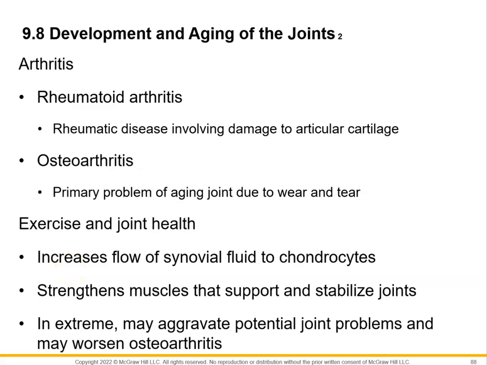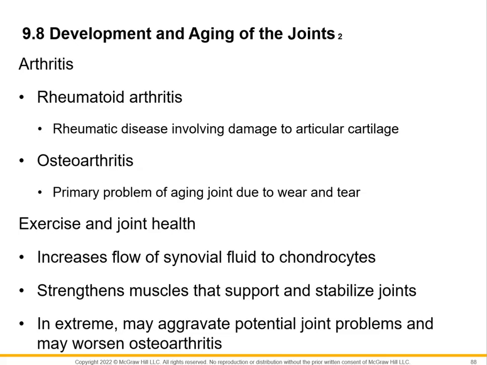Arthritis is going to be something that can affect the joints, especially as we age. But there are 2 types of arthritis that we generally are talking about. When we say arthritis, usually we're talking about either RA or OA. So RA is rheumatoid arthritis. This is an autoimmune disease involving damage to the articular cartilage.